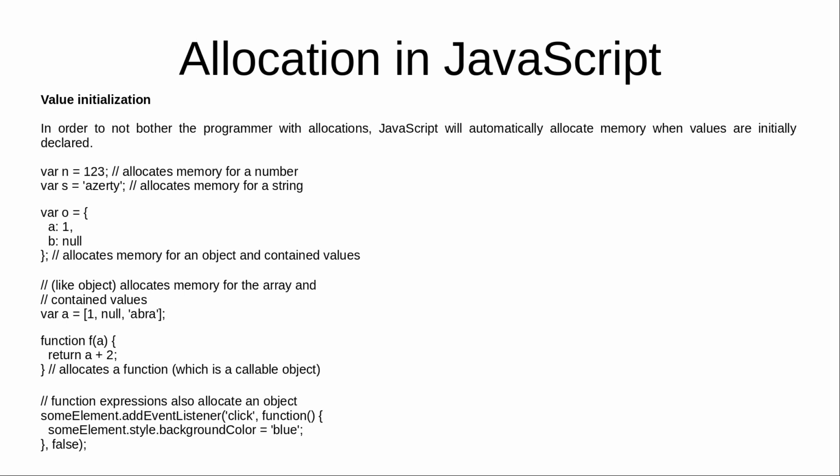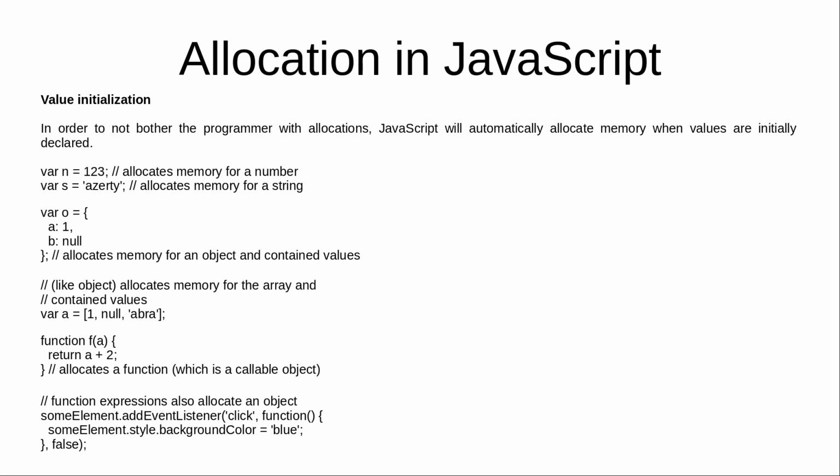Allocation in JavaScript. Now let's look at value initialization. In order to not bother the programmer with allocations, JavaScript will automatically allocate memory when values are initially declared. For example, when you are declaring a numeric value like 123 with a variable n, it allocates memory for a number. And when you are allocating memory for a string like 'azerty', it allocates memory for a string.